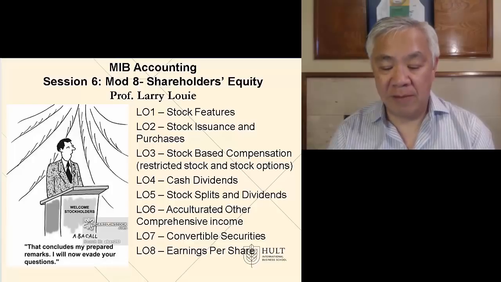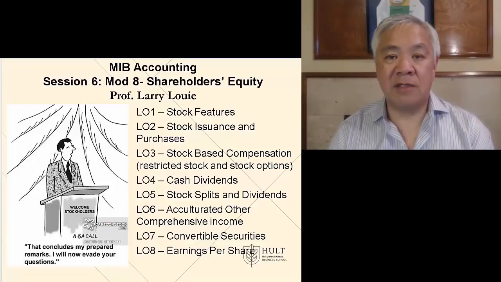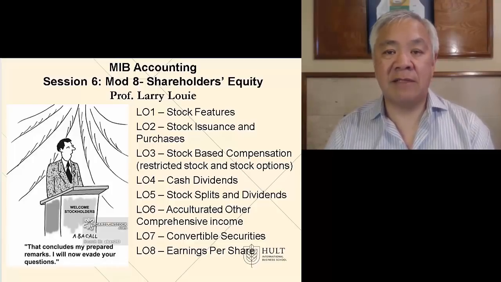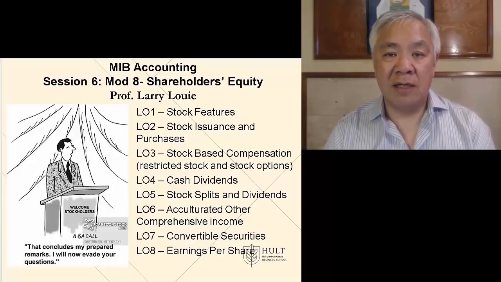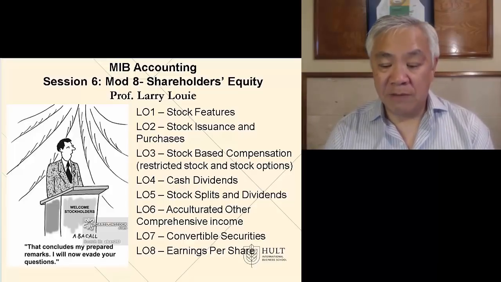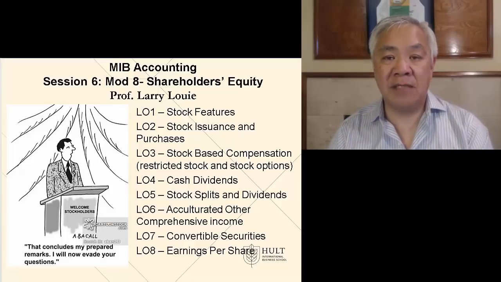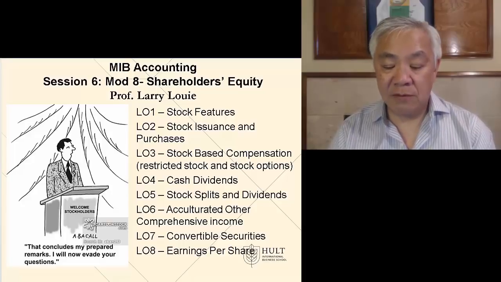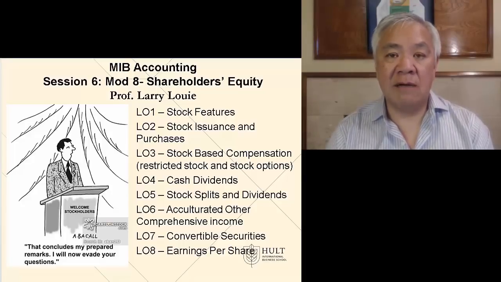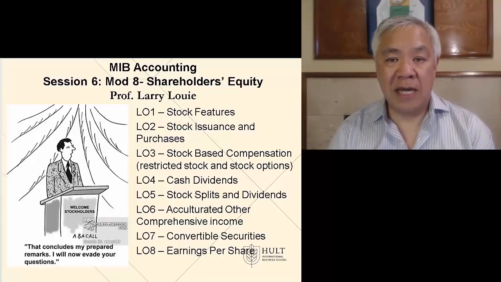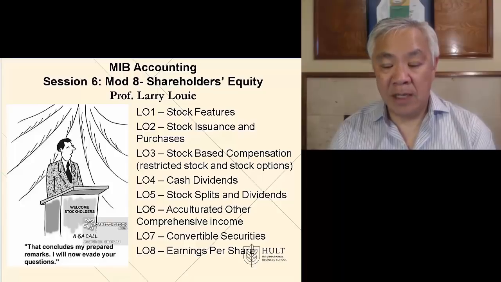The learning objectives here are many. There are 8 of them, but many of them are specific on the types of accounts and transactions that occur in this area of equity. So the first we'll look at the stock features, and these are some of the terminology and buzzwords that you need to know when you're looking at equity. The second through the 7th are examples of specific types of transactions where we'll be looking at why we need to do certain things for the company's equity and how do we record them.